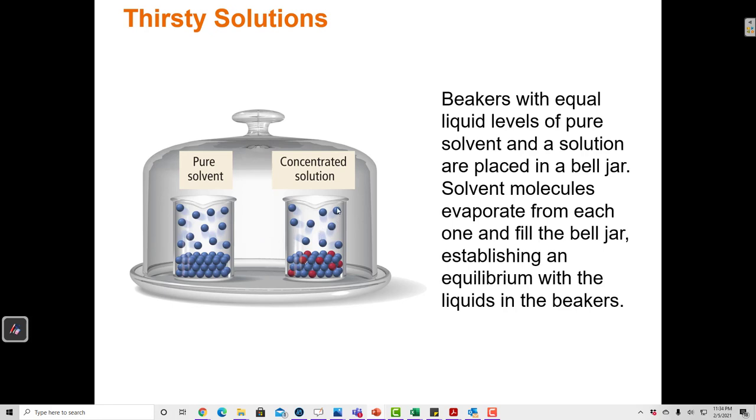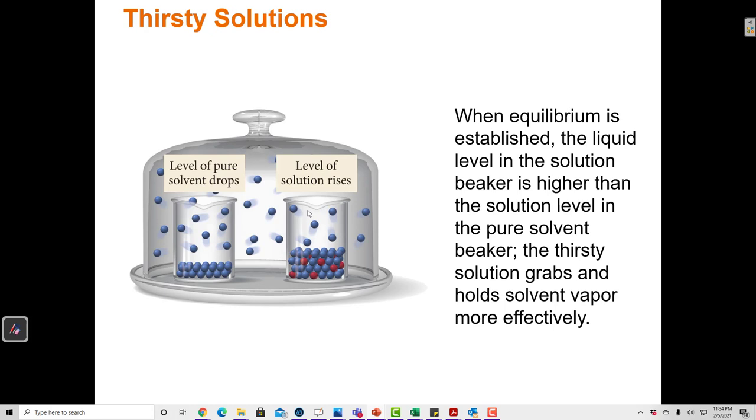Some of these gas particles are going to go over this way and get stuck in this solution, but fewer of them. So on average, particles are going to move from this beaker over into this beaker. And that's what we see if we leave these two beakers in the same closed environment for a while. The particles on average are going to move from this beaker over to this beaker. Then some equilibrium will be reached, and the level in this beaker will be higher, and the level in this beaker will be lower.